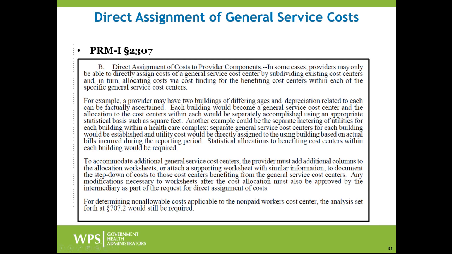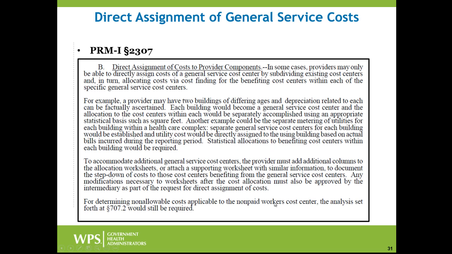And let's see, we take a look here. The example they're giving, a building of two buildings of differing ages and depreciation, and you can identify what department is using each of those buildings. You could do that. Separate metering of utilities, basically the same things we're talking about there.